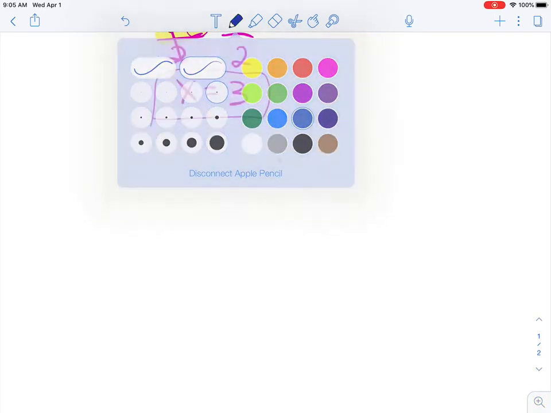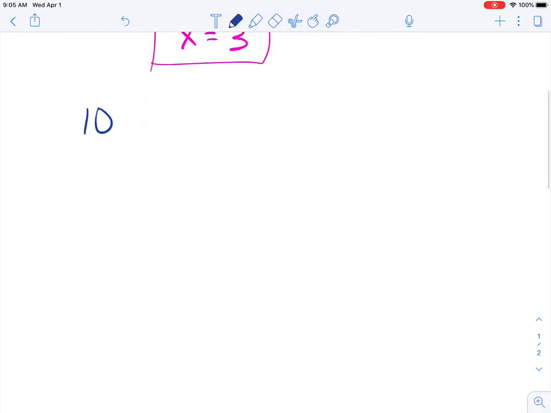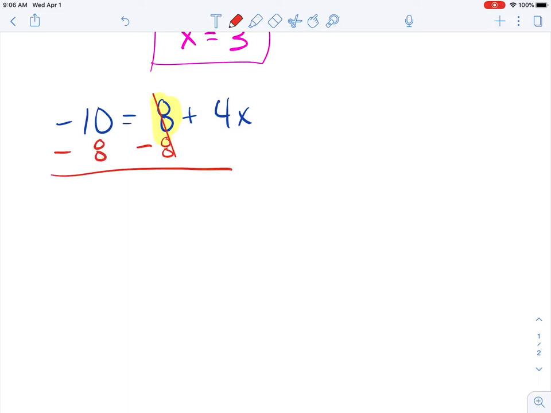If we do another one where we have, say, negative 10 equals, let's do 8 plus 4x. What we need to do here is we need to first identify the number to remove away from the x, and that number is 8. We know that 8 is positive, even though it doesn't actually say that it's positive, and so we need to subtract it. Okay, so we need to subtract 8, get rid of it, and then go to the other side and subtract 8.